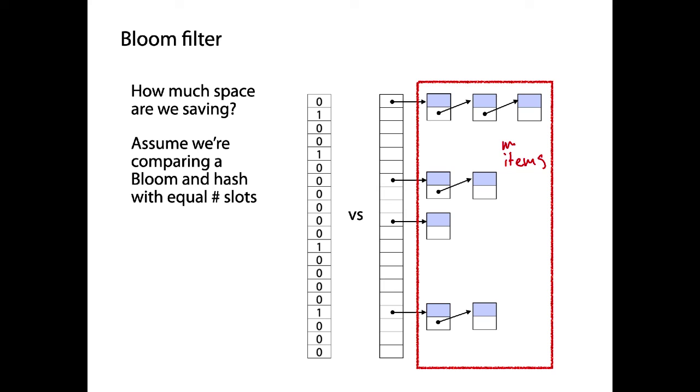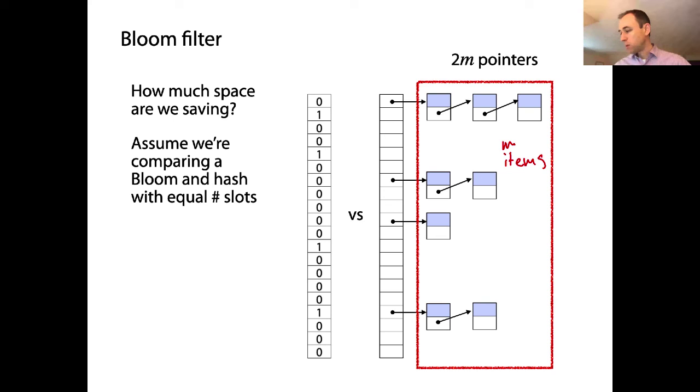For each of those items, I'm storing what? Well, I'm storing the item itself, and I'm storing a pointer. Now let's just make an assumption that the amount of space that I need to store an item, the key itself, is also about 1 pointer's worth. Just a simplifying assumption. So if it's about 1 pointer's worth, then what do I have here? I have 2m pointers worth of data, right? 2 pointers for each of the m keys.